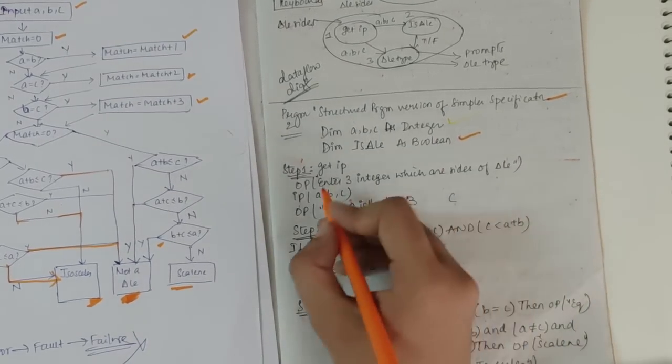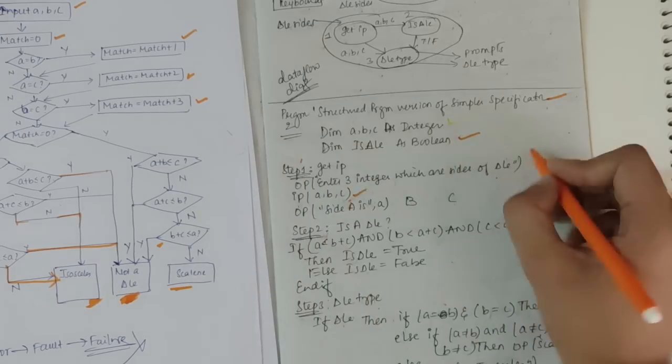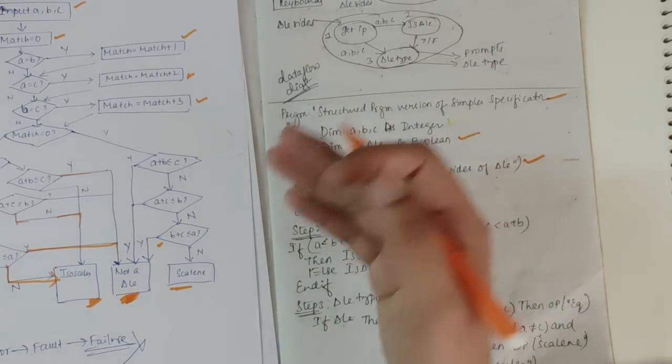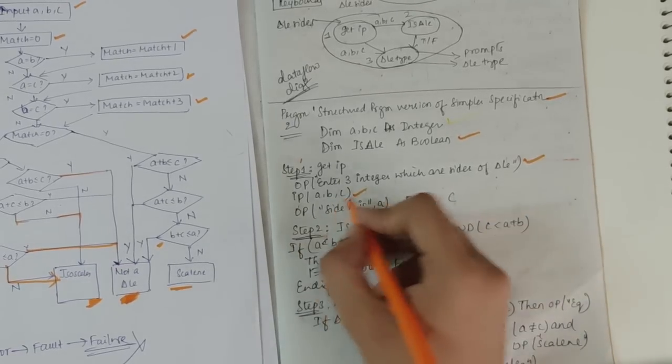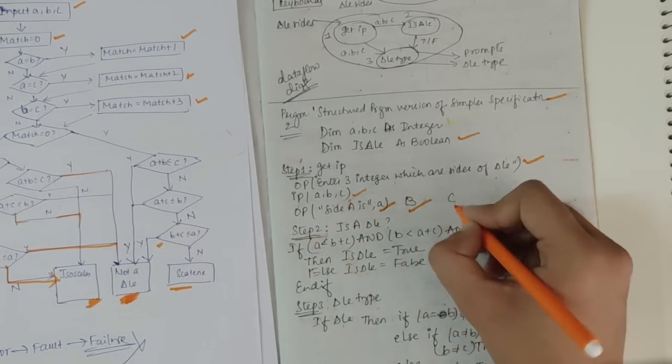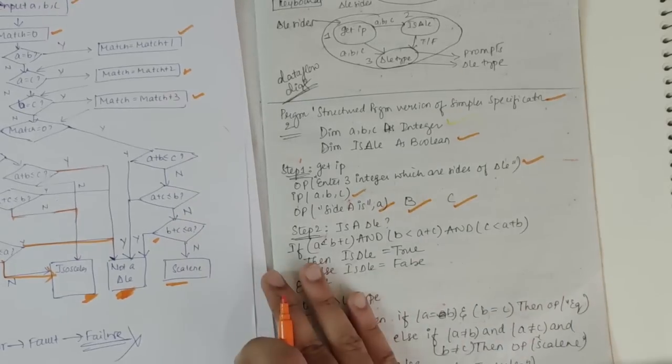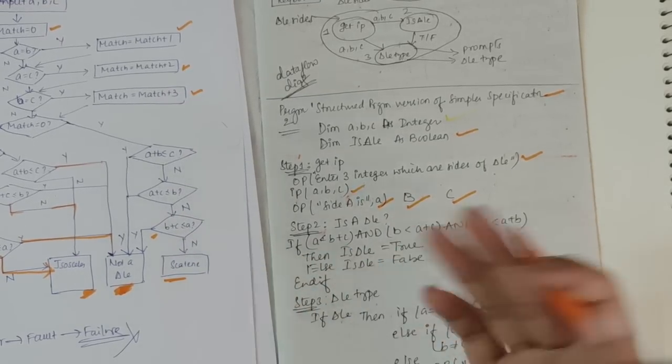First step, I get input A, B, C. I took A, B, C as input. Then as output I'm printing: Side A is A. It follows the same for B and C. Side B is B. Side C is C. Next, after taking the input, I'll check if it is a triangle or not.